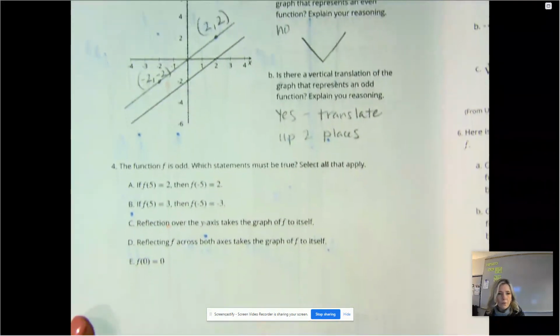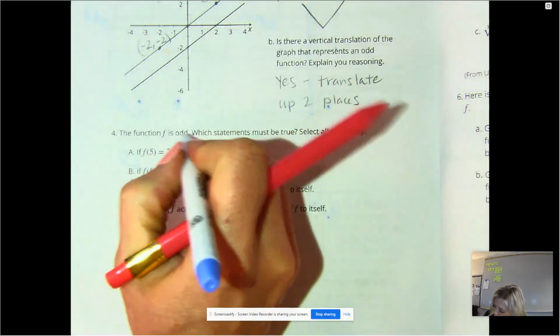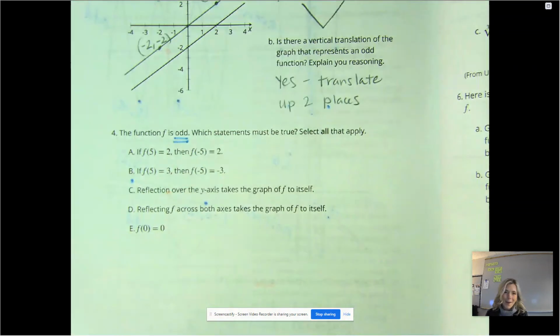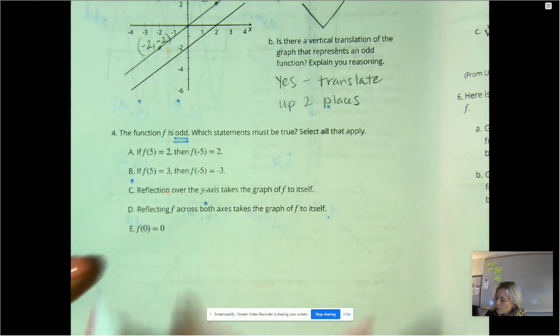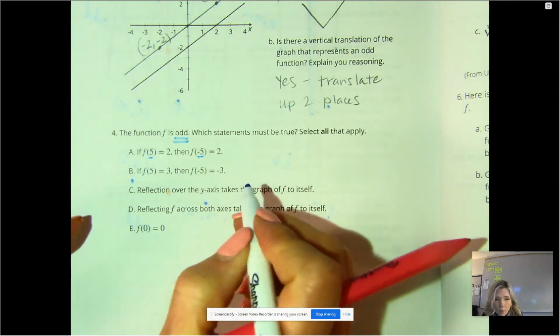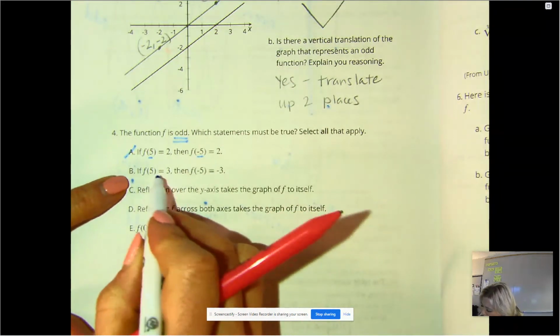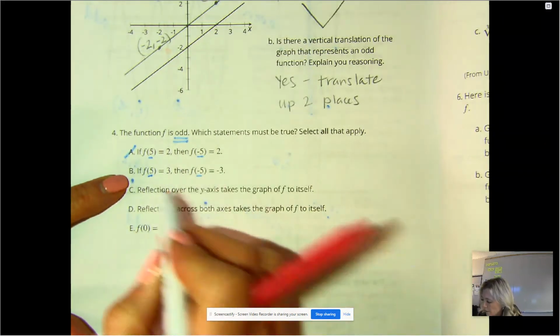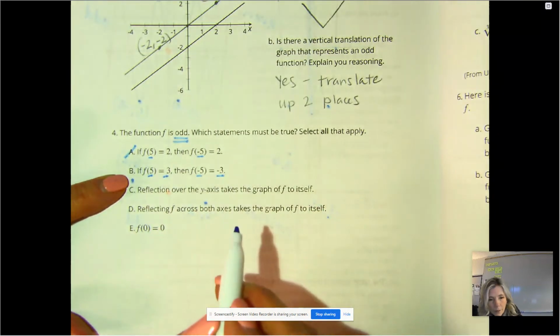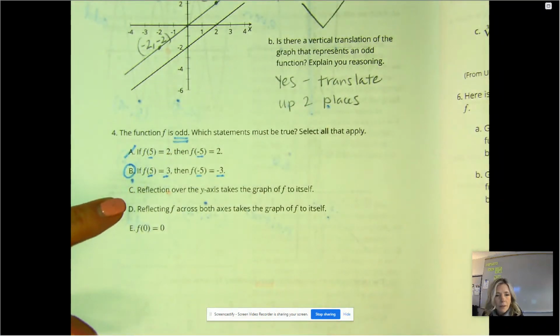Number 4, the function f is odd. So when a function is odd, opposite inputs have opposite outputs. So select all that are true. So we have opposite inputs, but the same output. A is not true. B, we have opposite inputs and opposite outputs. So that's one I would select.